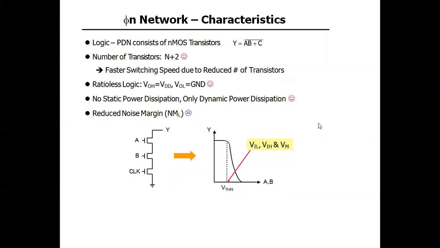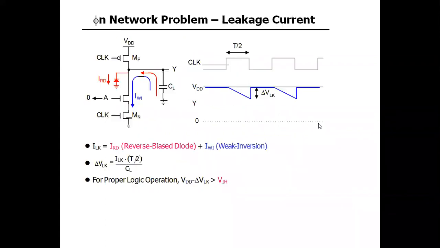Fastest switching speed due to the reduced number of transistors. Which transistors? Overall transistors. And ratioless logic, that means VOH is equal to VDD and VOL is equal to ground. No static power dissipation, only dynamic power dissipation. But what is the drawback? Reduced noise margin, right? Noise margin is reduced. This is the only drawback of this network.